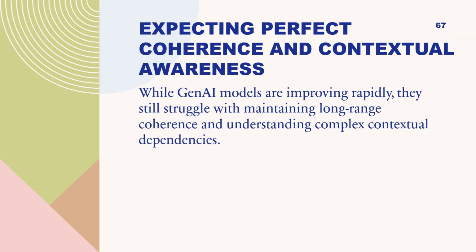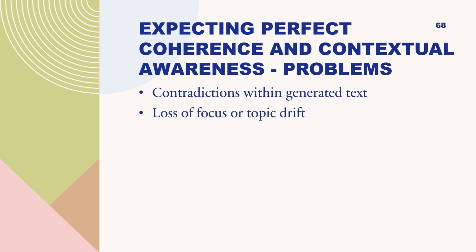Next is expecting perfect coherence and contextual awareness. So while generative AI models are improving rapidly, they still struggle with maintaining long-range coherence and understanding complex contextual dependencies. This can lead to these kinds of problems like contradiction within generated text. So the model may contradict itself in different parts of the output. Loss of focus or topic drift. The generated text may stray from the original prompt or the context. So how can we mitigate it?